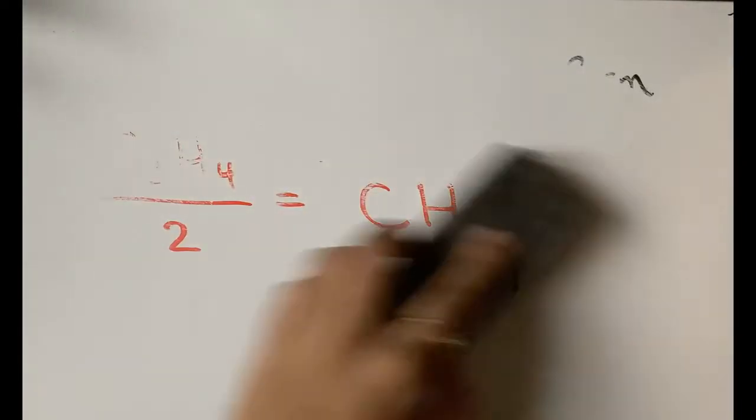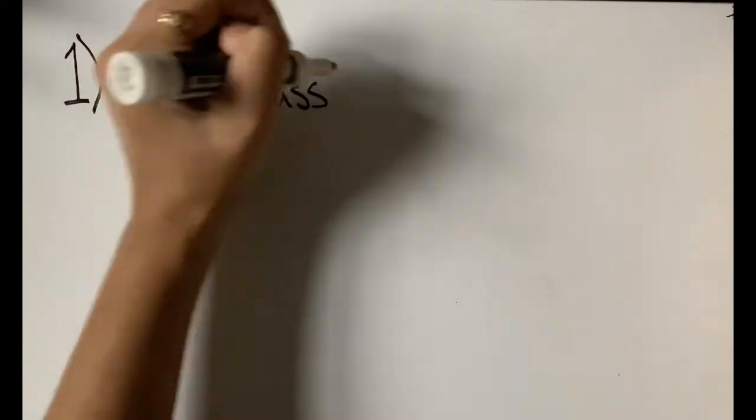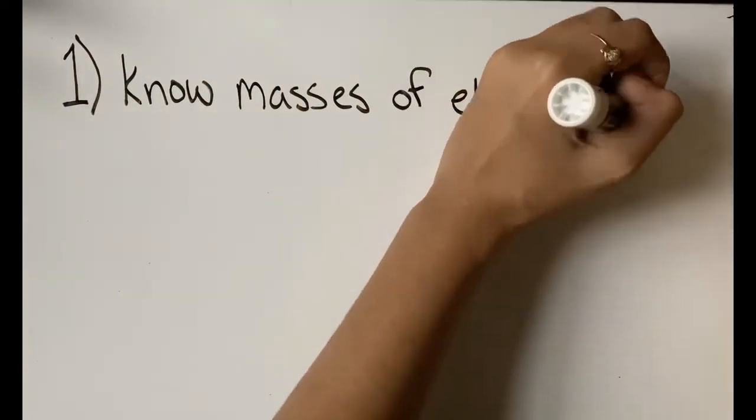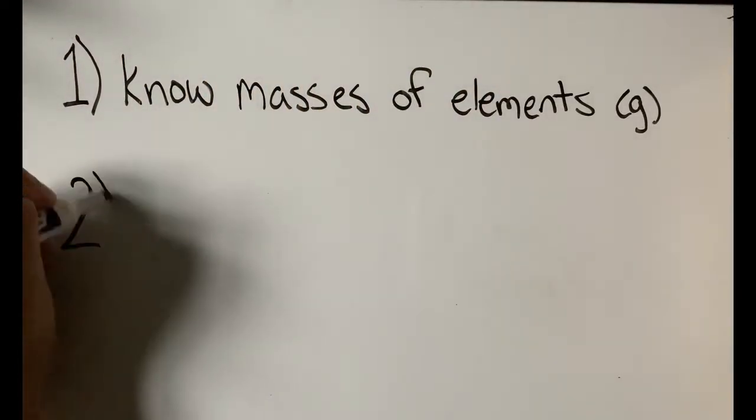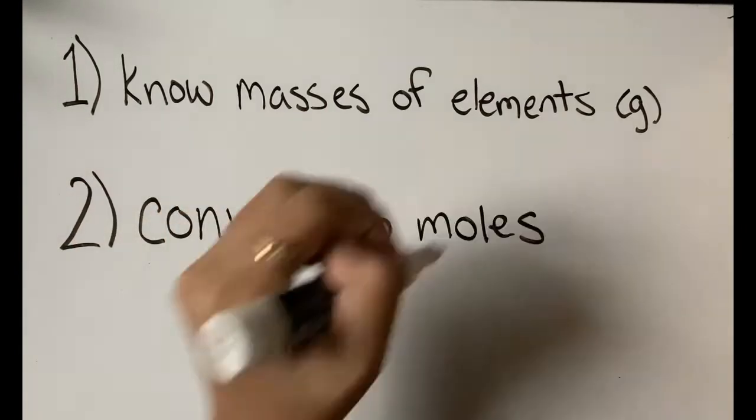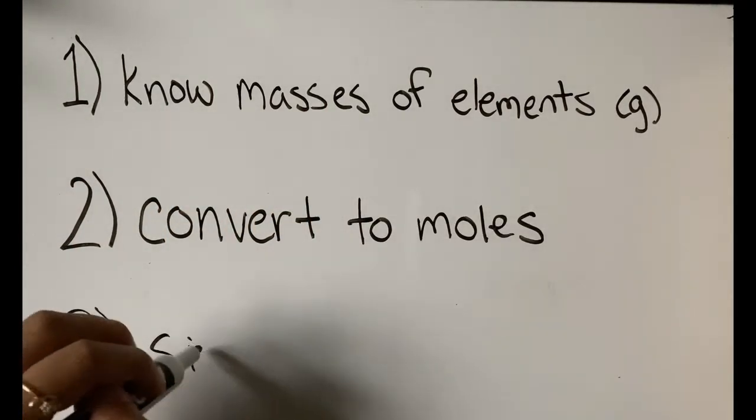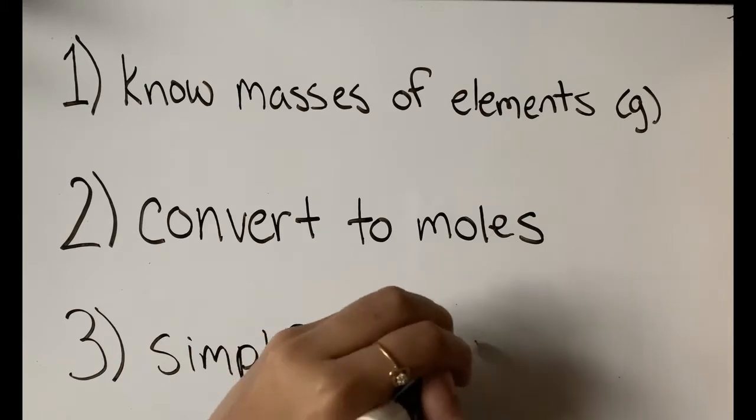To find it, you need the percent composition of the compound. We learned to find this in my previous series, Counting Particles, so check videos 15 through 18 before moving on if you haven't already. The steps required are 1. Know the masses of the elements in the compound in grams. 2. Convert each element to moles. And 3. Simplify as necessary to get the empirical formula.